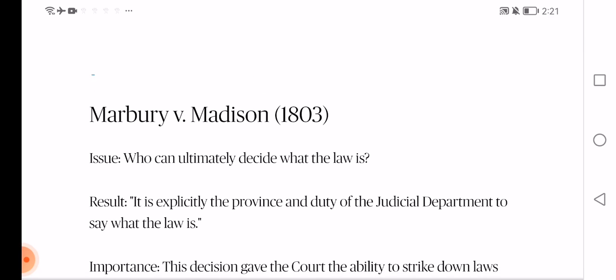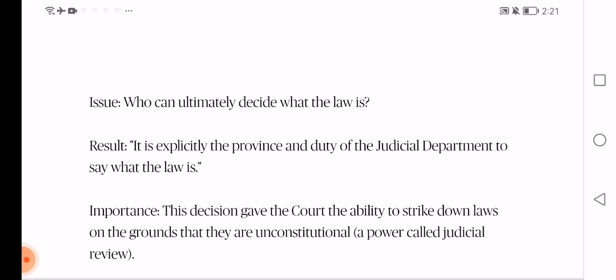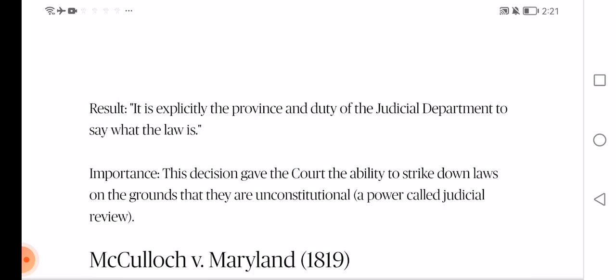Marbury v. Madison, 1803. Issue: who can ultimately decide what the law is? Result: it is strictly the province and duty of the judicial department to say what the law is.